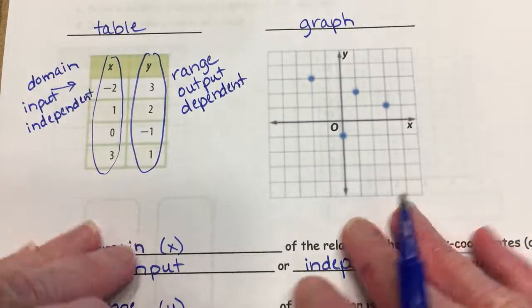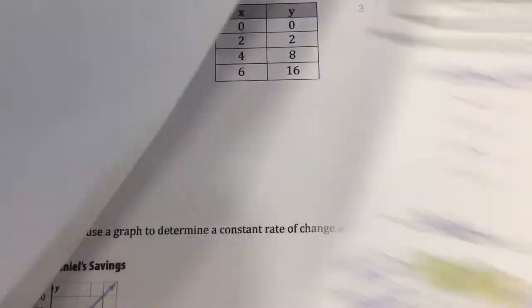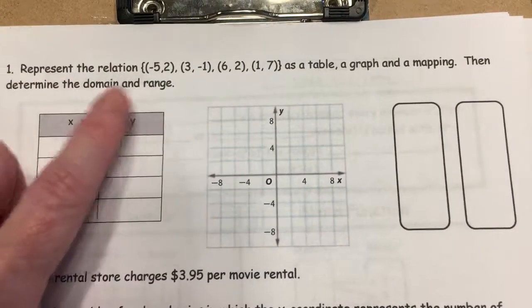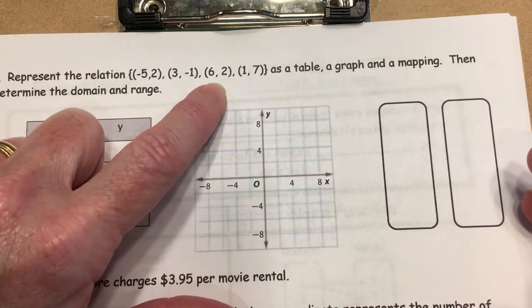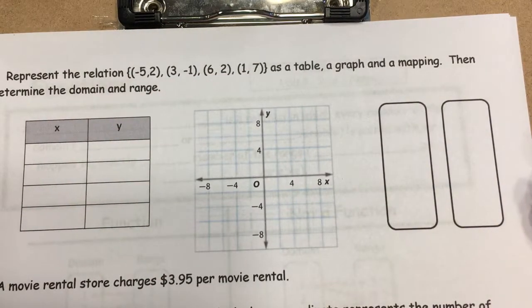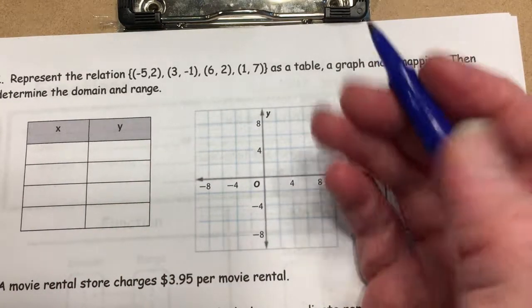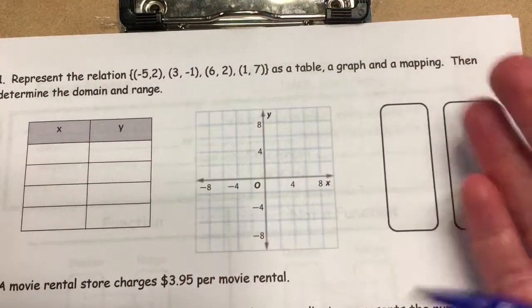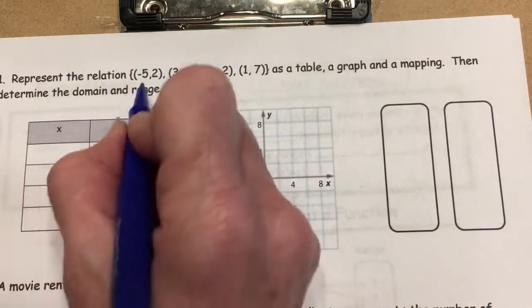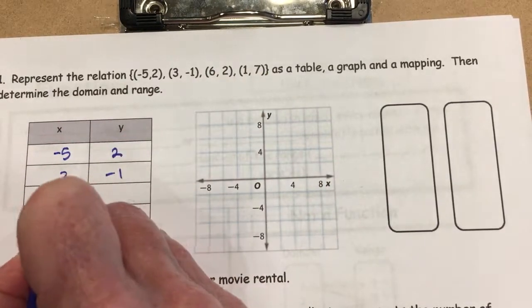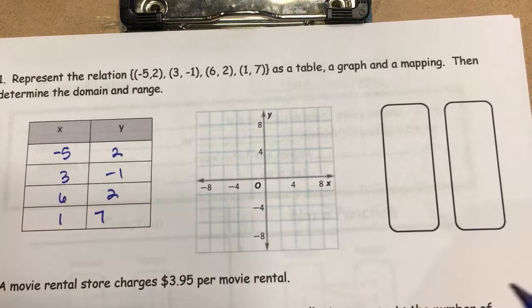All right, so let's look at ways to represent relations. So it says represent the relation, okay, (-5, 2), (3, -1), (6, 2), and (1, 7) as a table, a graph, and a mapping. Then determine the domain and range. Right, so they've given you the relation as a set of ordered pairs, so you're just going to rewrite it in these different forms. Right, so (-5, 2), remember x comes first, and then y, and you're just going to do this for each of the points, (6, 2) and (1, 7).